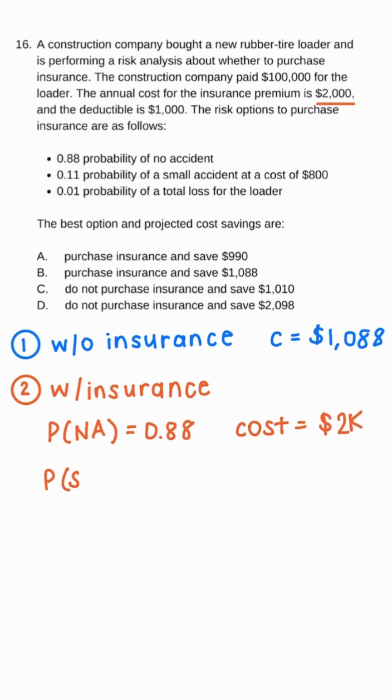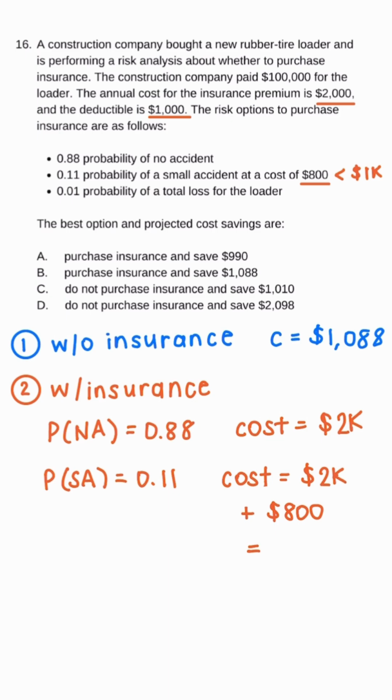If you get into a small accident, then you're still paying the insurance premium, and then you have to pay for the accident up to the amount of your deductible. So because the cost of the accident is $800, which is less than the deductible of $1,000, you'll have to pay the $800 out of pocket. So the cost of getting into a small accident is the insurance premium of $2,000 plus the cost of the accident, which is $800.